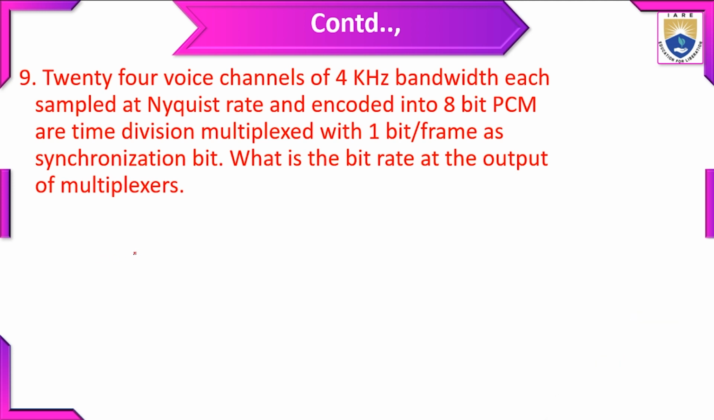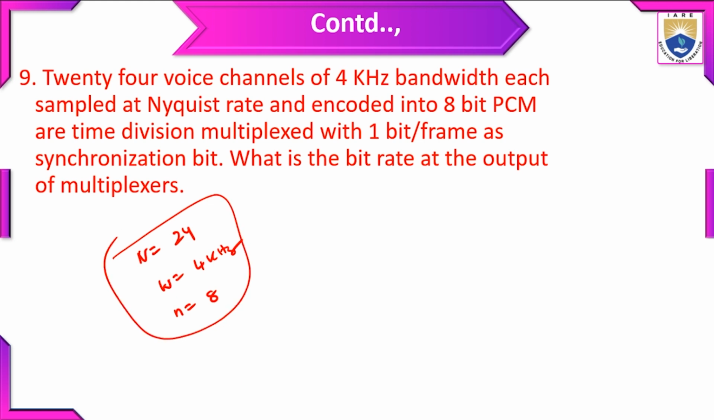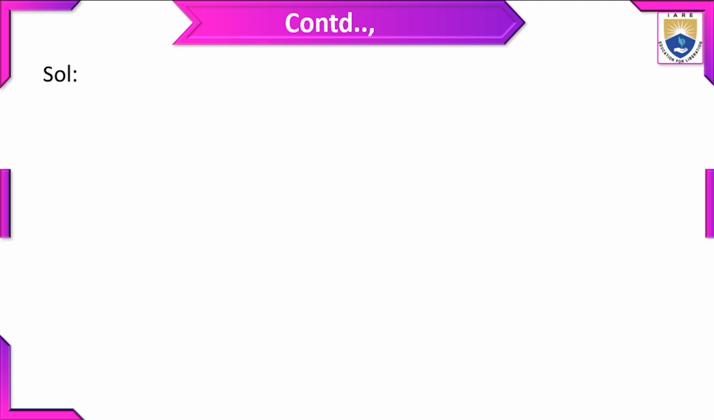So first the given data. Capital N indicates the number of channels, that is 24. And what they have given is W, the bandwidth, 4 kilohertz, and small n, the number of bits for encoding. So this is the given data. By this given data, we are going to find the bit rate at the output of the multiplexer. So first, Nyquist rate. Nyquist is 2W. What is W? Given 4 kilohertz. So 8 kilohertz.